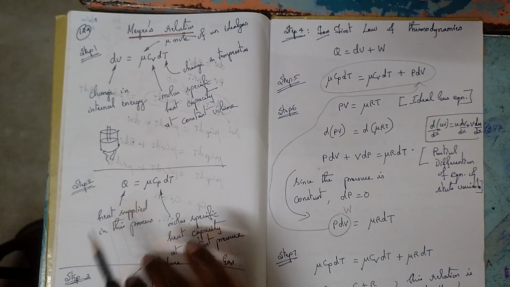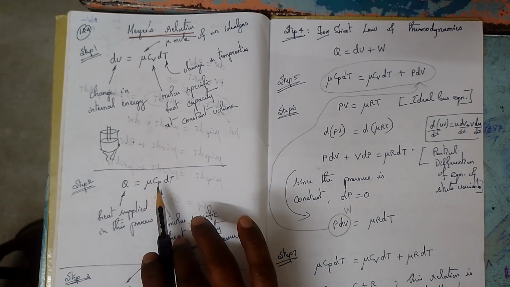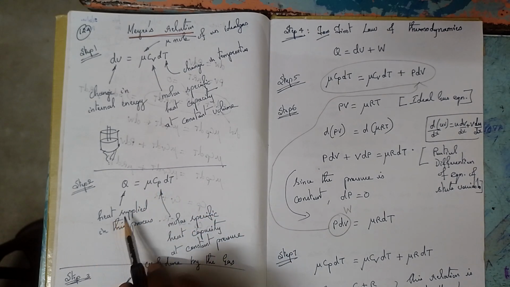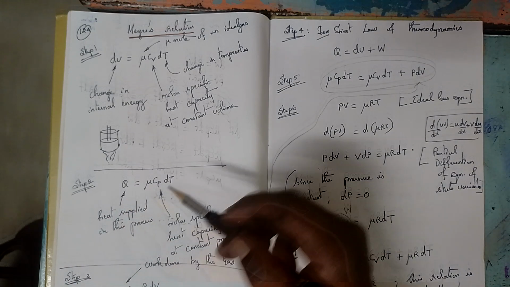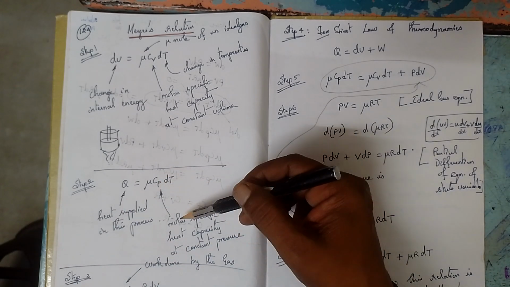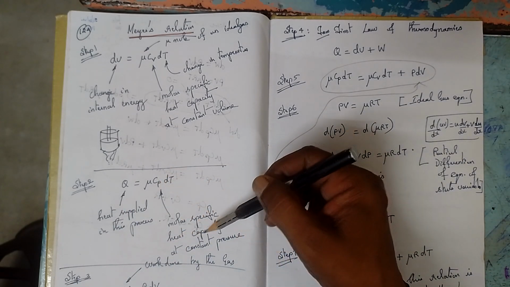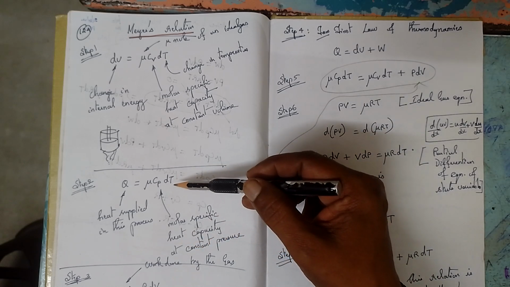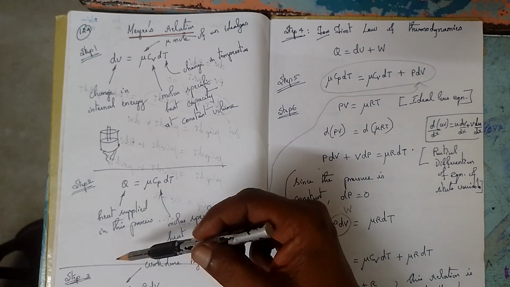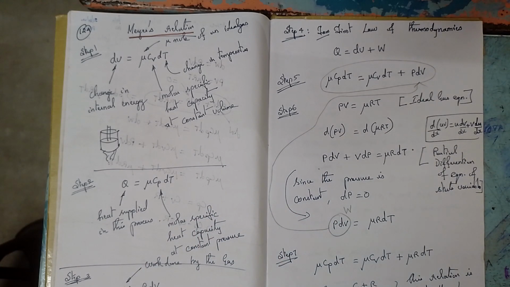Step 2: Q = μ Cp dT. The heat supplied to the system is given by this, where Cp is the molar specific heat capacity at constant pressure and dT is the change in temperature. Step 3: work done by the gas is given by P dV.